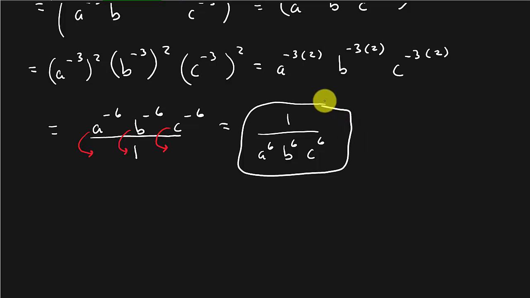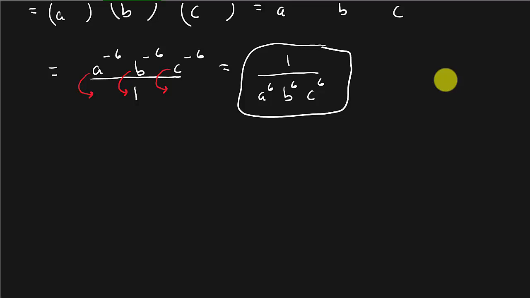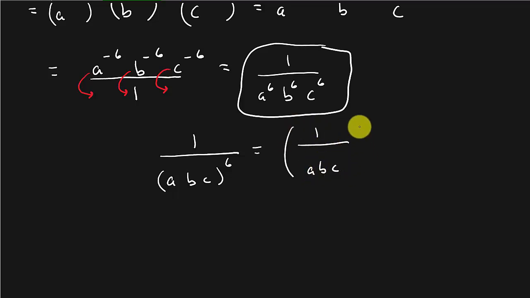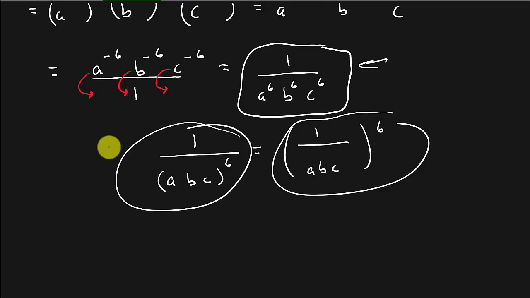Another way that you could write this is 1 over (a, b, c) to the 6th power, which is actually 1 over a, b, c, all of that raised to the 6th. I don't know what your teacher wants. I think that's good enough. If they want it like this, write it like this. If they want it like that, write it like that. Just satisfy whatever your teacher wants on how they want that answer written. But I think this one would be the best, in my opinion.